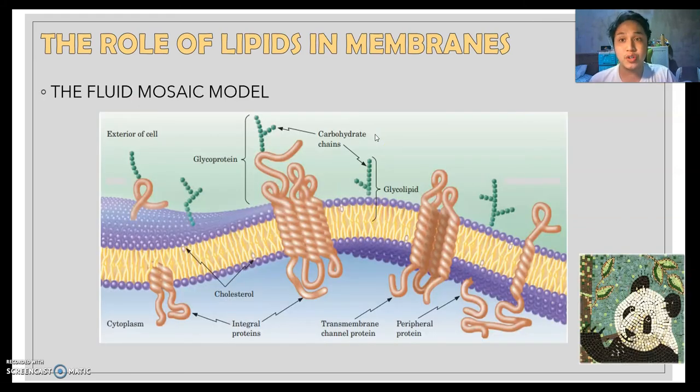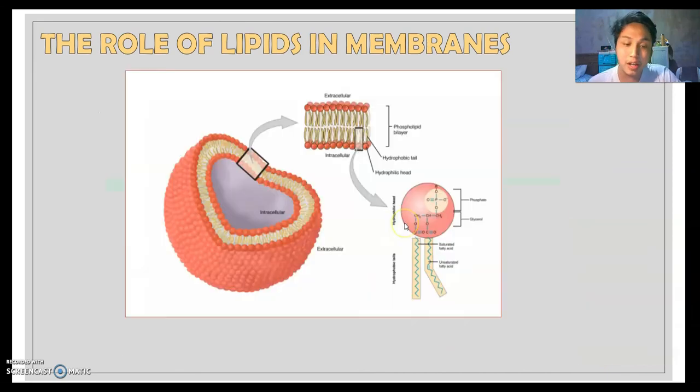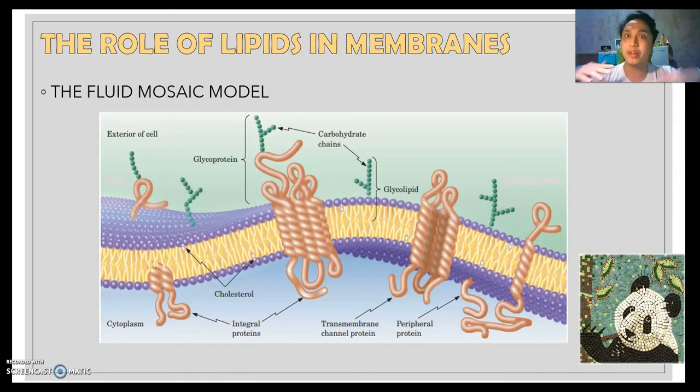Okay, so actually the cell membrane has what you call your fluid mosaic model. Okay, so it's fluid because one of the two fatty acid tails contains your unsaturated fatty acids, and we know that your unsaturated fatty acids are mostly liquid. So fluid, so merong fluidity na nangyayari, may liquid. Okay, so fluid and then mosaic.